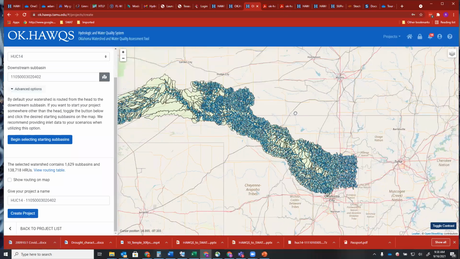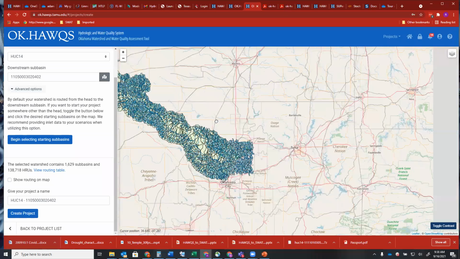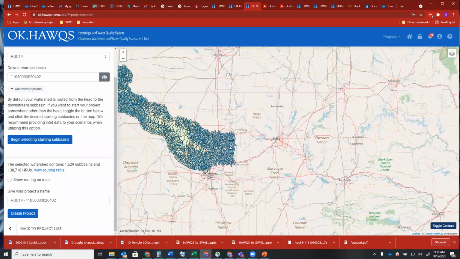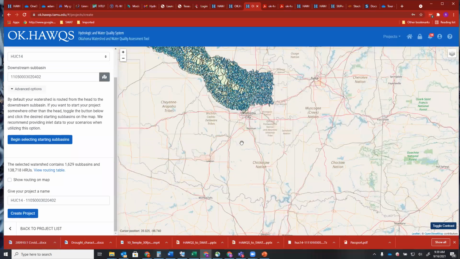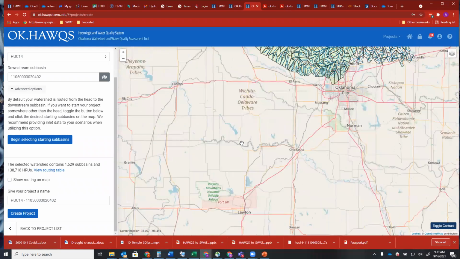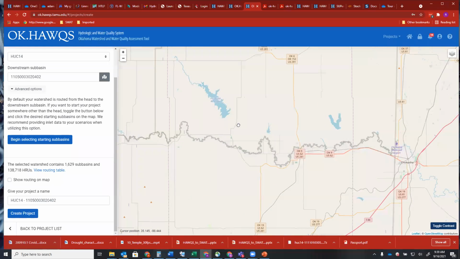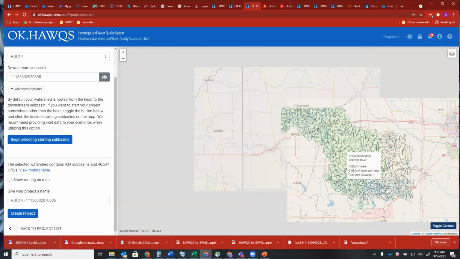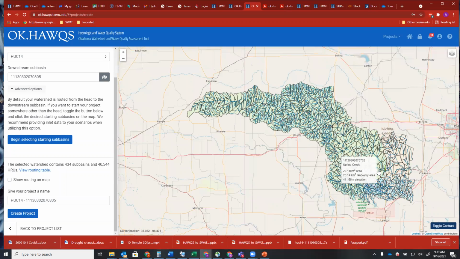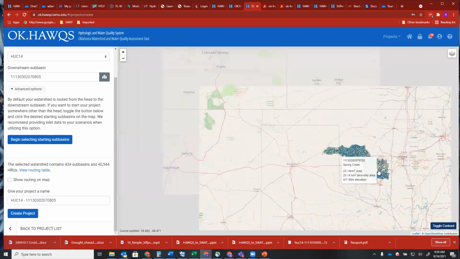So for example, let me come to some smaller ones so that you can see them much more clearly. Let's take a look at this here. So here is a lake, Fort Cobb Reservoir. So I could select a watershed somewhere here. Oh, that's also pretty big. That's going to be small.